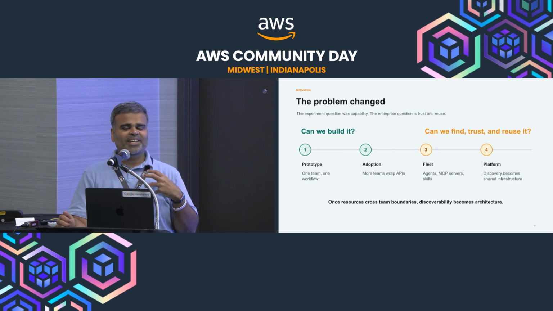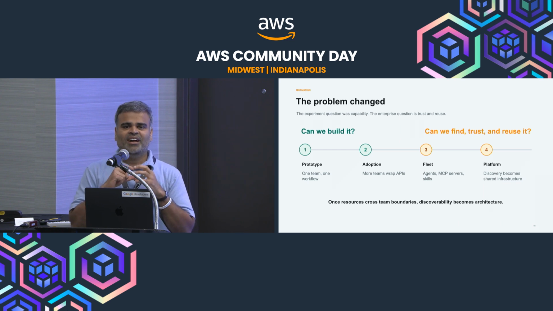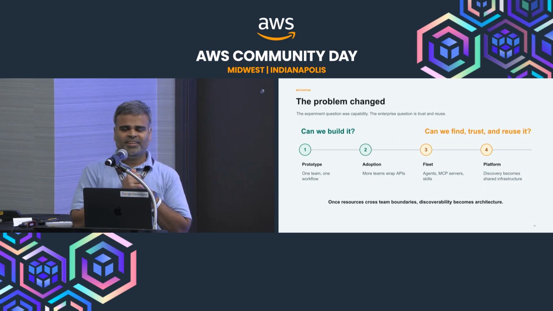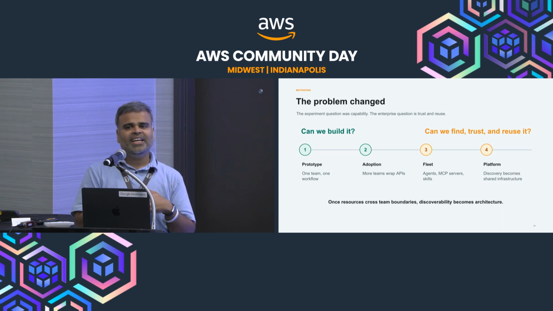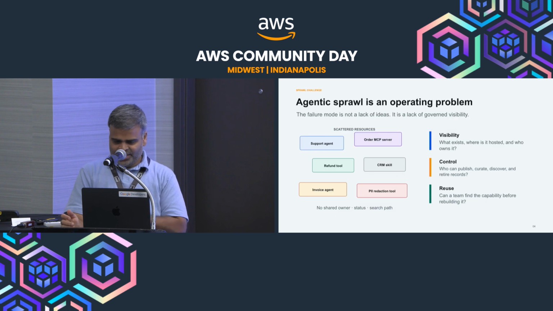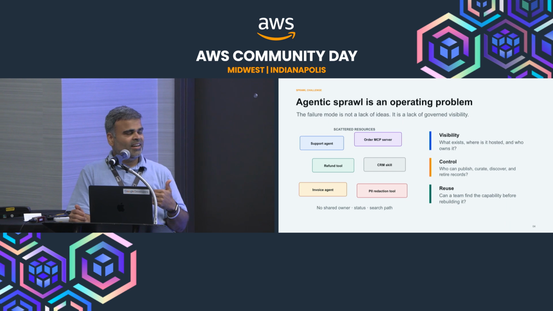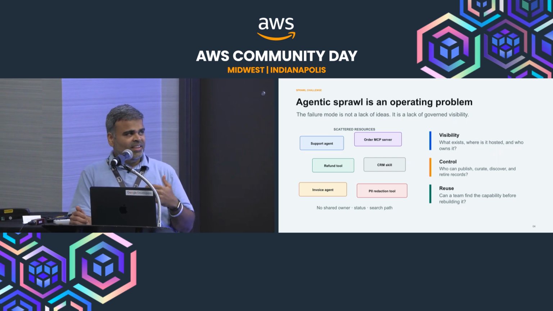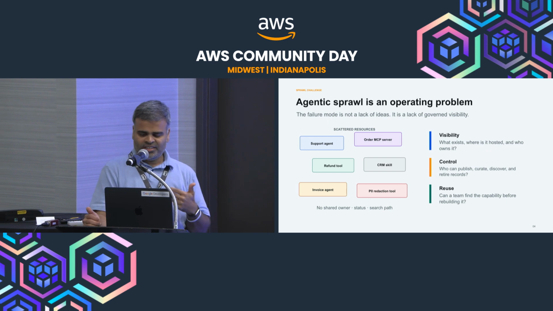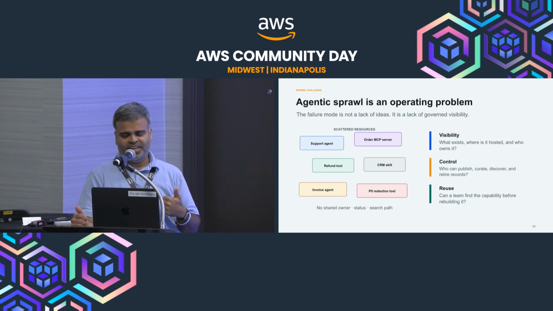So the problem now is, are we duplicating the resources? Are we making sure we are able to govern what is being built? Are we able to provide a platform where people can discover what is available instead of rebuilding another copy of it? So this is probably what it would look like. There are multiple agents, multiple tools, multiple skills built in your enterprise. The three problems that surface are visibility, control, and reuse.